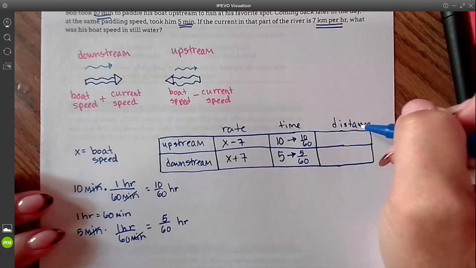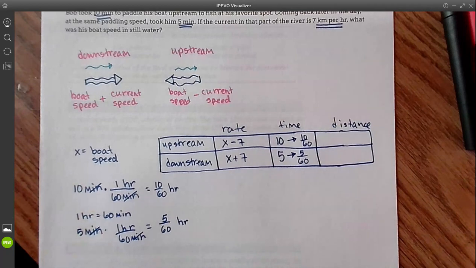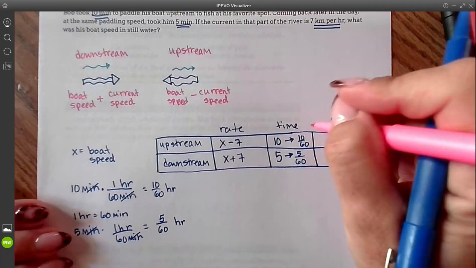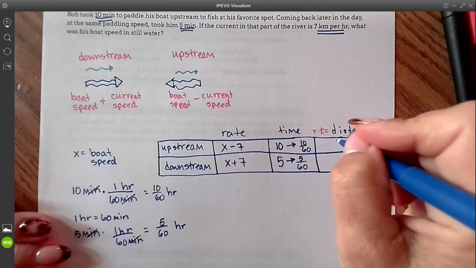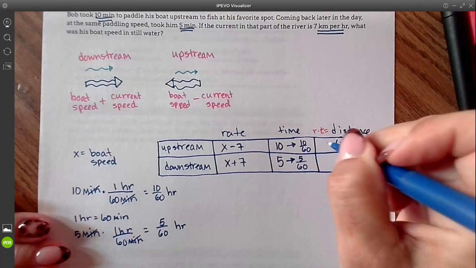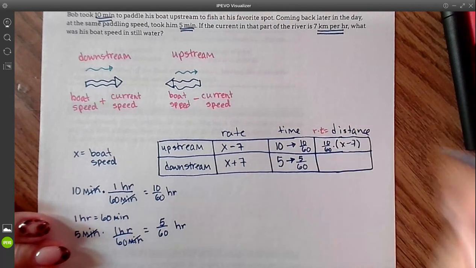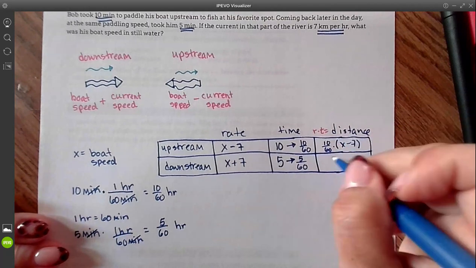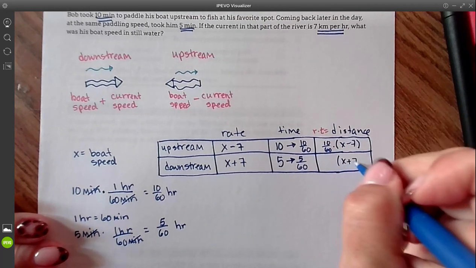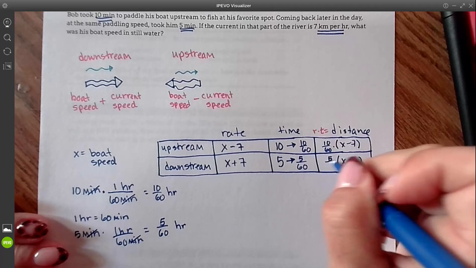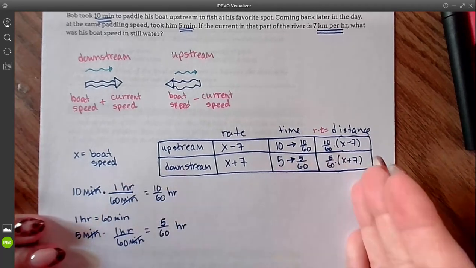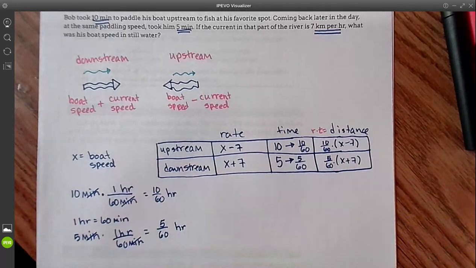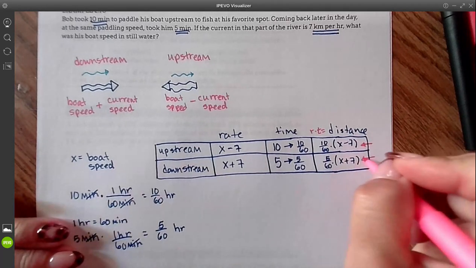So we have our rate and our time columns filled in, which means we are filling in distance with rate times time again. So my rate is x minus 7, my time is 10 over 60, and downstream my rate is x plus 7, and my time is 5 over 60. Here's the thing about going upstream and downstream. If he starts and he goes upstream to fish and he comes back downstream, he's going the same distance. So these are going to be equal again.